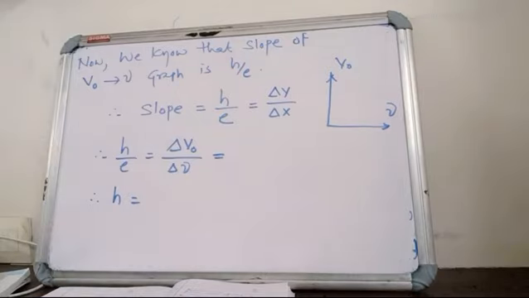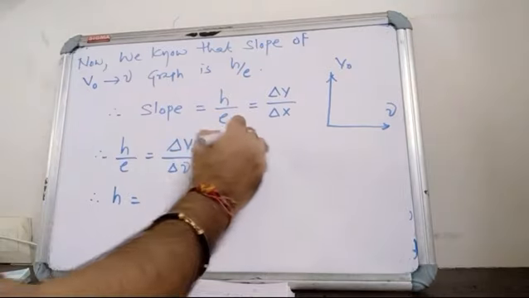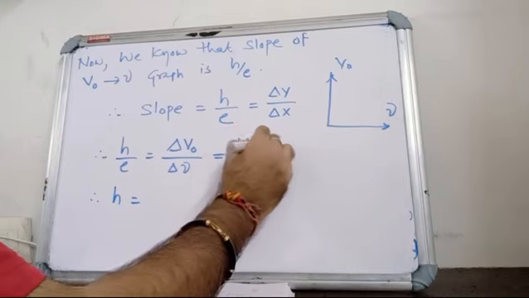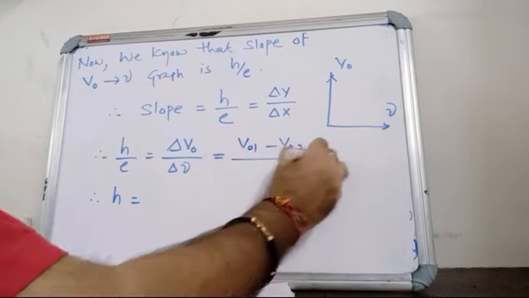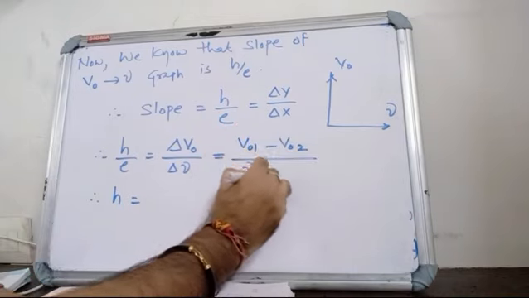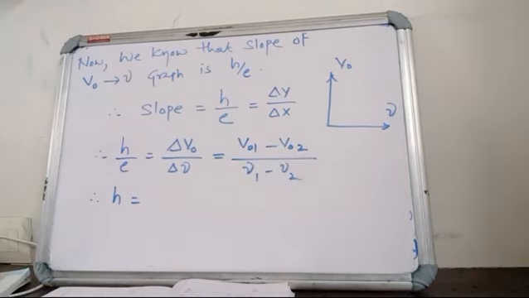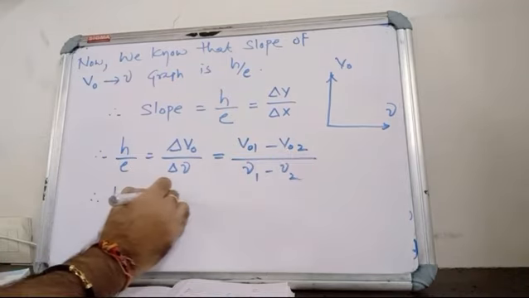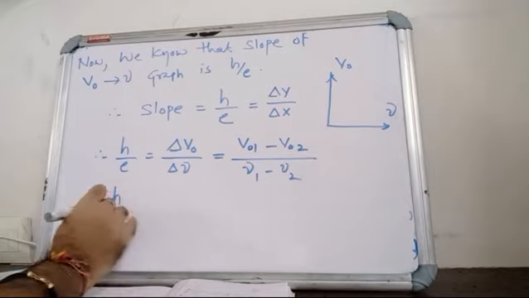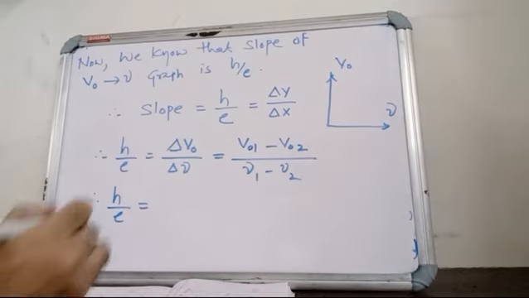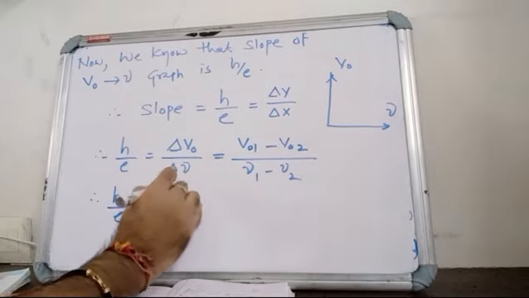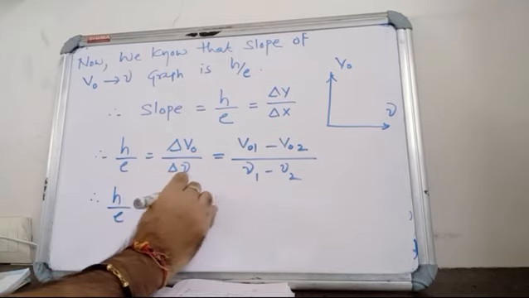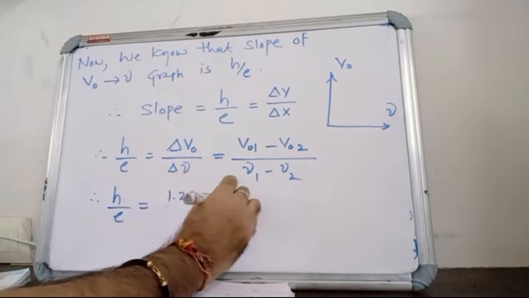So let's take first and second, right? That is V01 minus V02. So here I have to write nu 1 minus nu 2, right? So therefore h by e is equal to V01 is 1.28 minus 0.95.